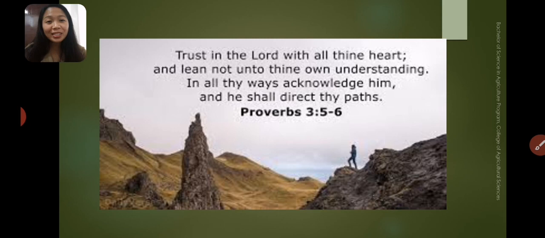Which means we always have to trust in the Lord with all our hearts, and we should not lean on our own understanding. We always have to seek God to provide us guidance and wisdom as we live in this world and as we go along with our learning under this new normal way of teaching. It's very important for us to be prayerful, because God is the owner of everything, and God will always provide us the knowledge and wisdom that we need as we go along with our studies and our daily lives.